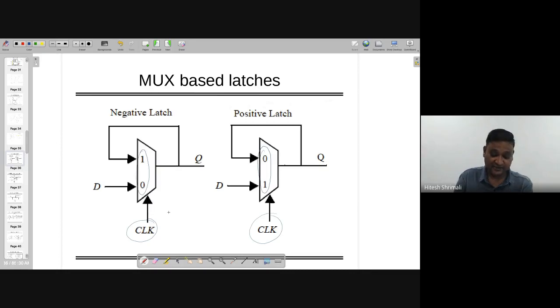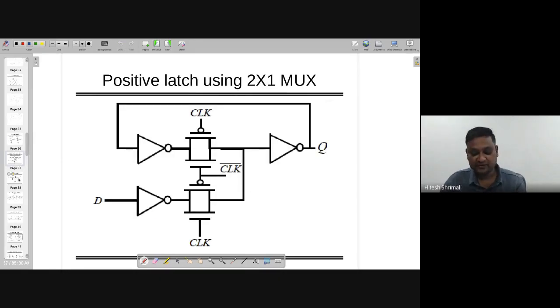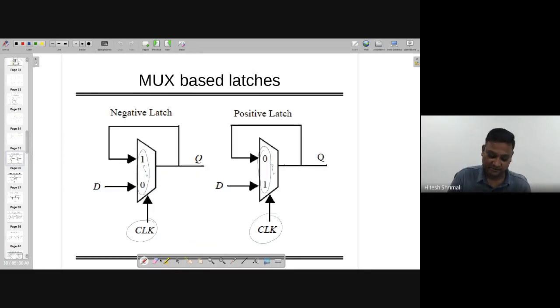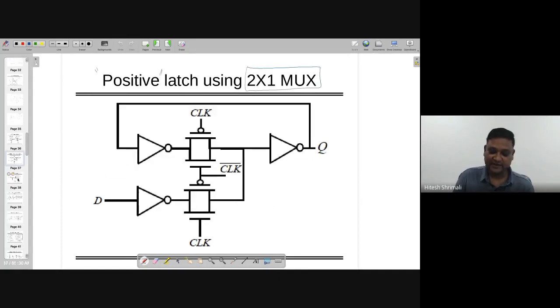Now let's understand what is inside this MUX. So I can make a 2:1 MUX, and note that I'm interested in finding out the positive latch. Means I'm making this one. When clock equal to 1, D is available at the Q, and when clock equal to 0, it's going to latch the value. That is what I want. So in that case, I'm using a transmission gate.